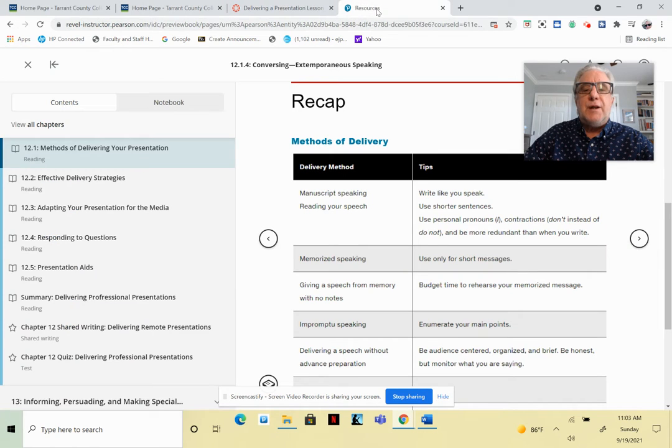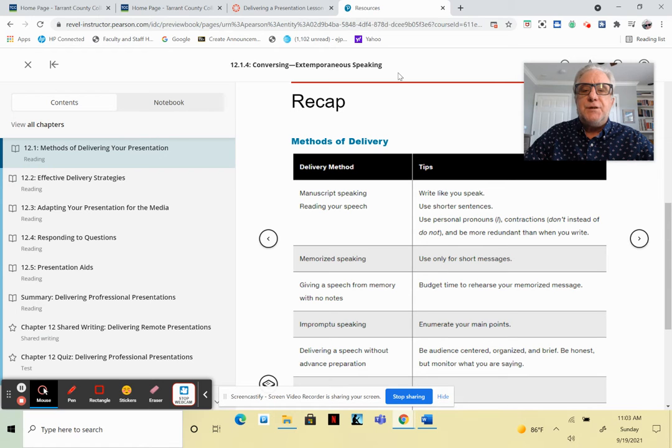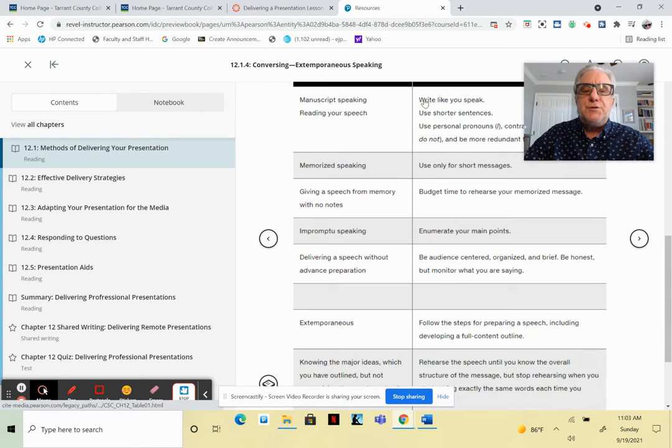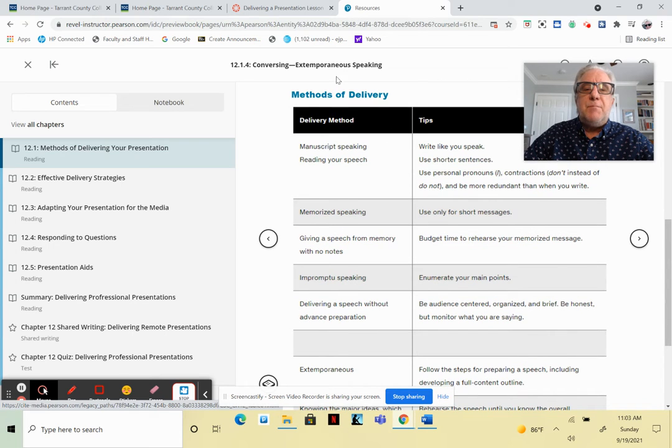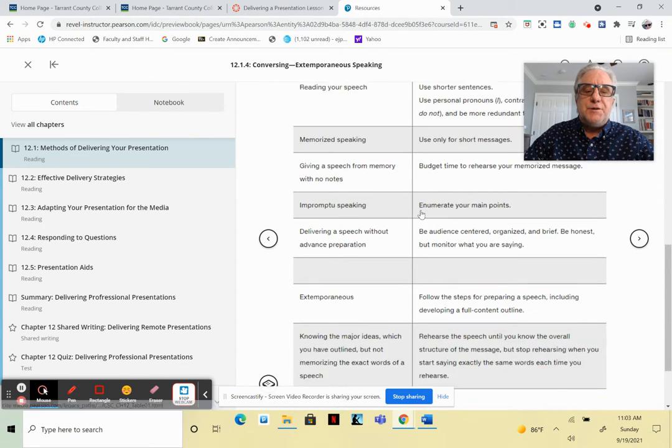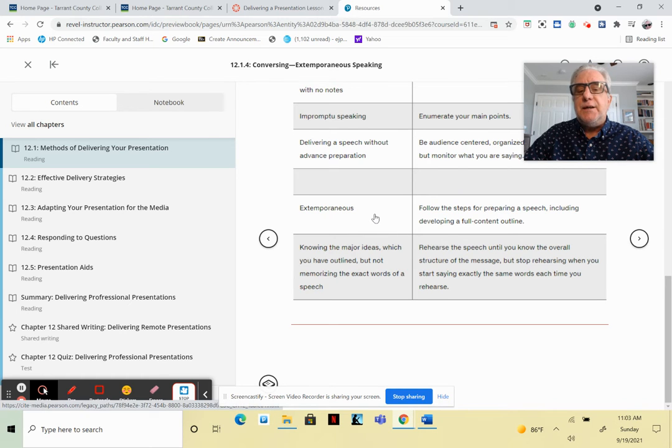Let's take a look at what I think is important here, because a lot of times students get confused about the various types of speaking techniques. You can see here methods of delivery, and I want to point your attention to extemporaneous. It's knowing the major ideas by using an outline, which is not an essay. It's an outline that serves as a blueprint of your speech. You don't memorize the exact words, but you have a good outline.